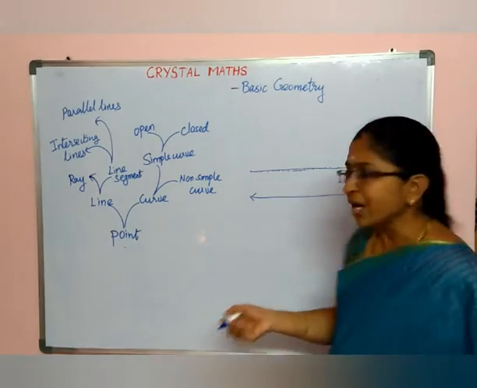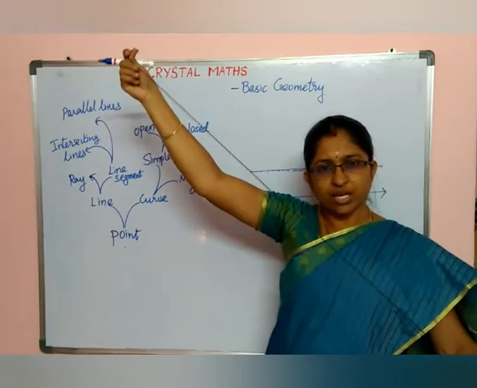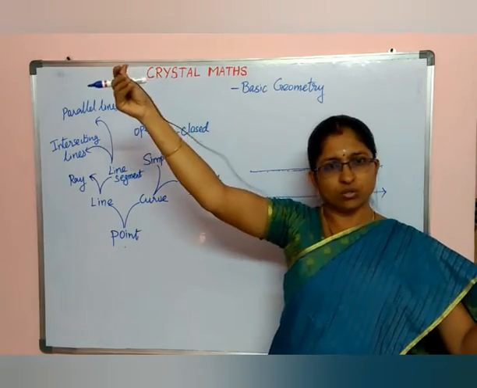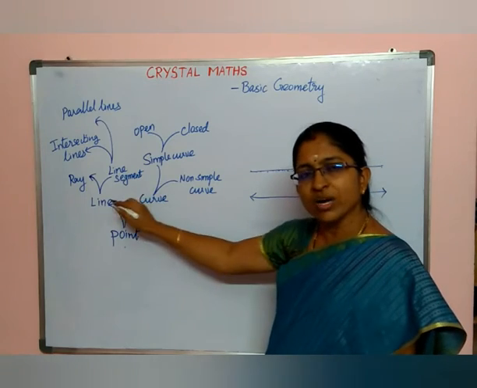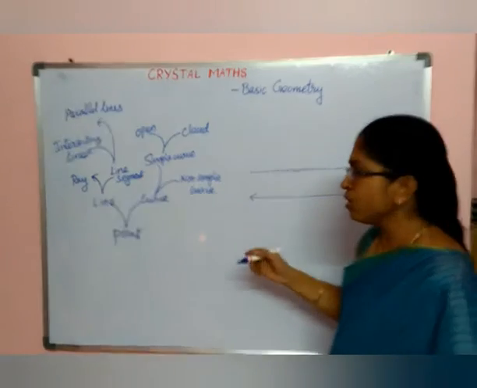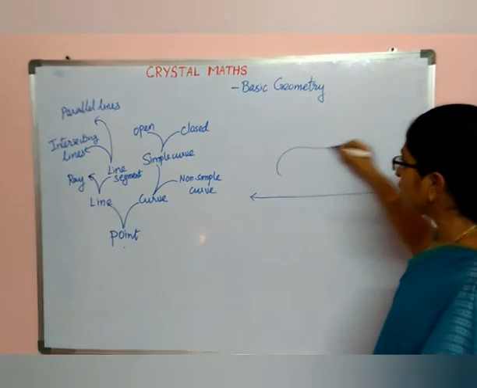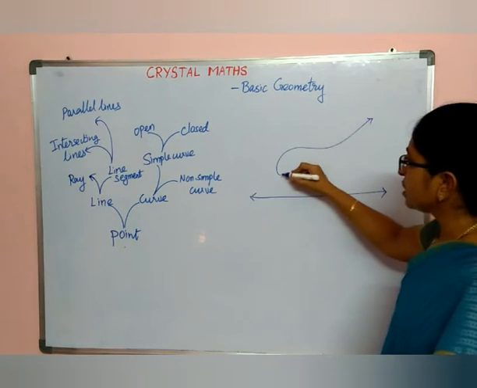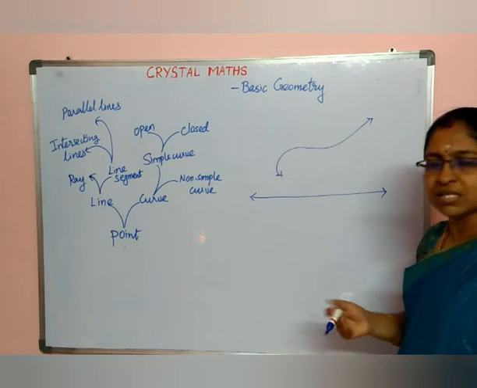The line can be straight like this. It might be straight or it might be curved. So from the point we have two things coming: one is line, another one is curve. What is a curve? A curve is nothing but the same line with a little bend.